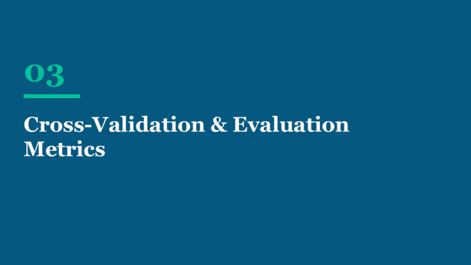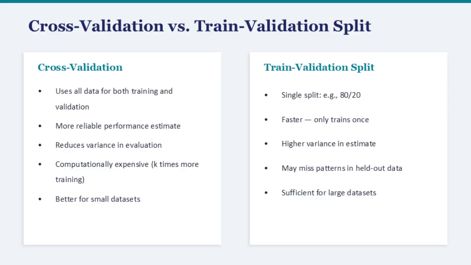Now let's cover cross-validation and evaluation metrics you need for the exam. Cross-validation and train validation split are 2 approaches to estimating model performance. Cross-validation divides your data into k folds. In each iteration, k-1 folds are used for training and the remaining 1 fold is used for validation. Every data point gets used for both training and validation across the full process.